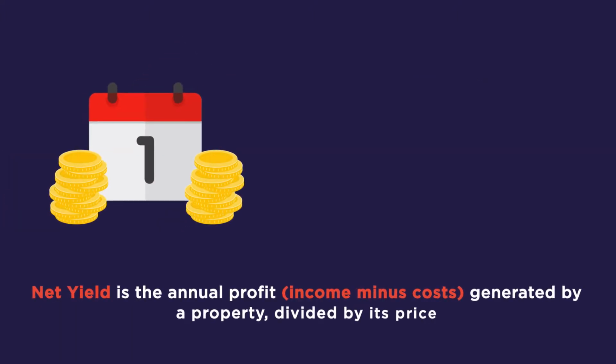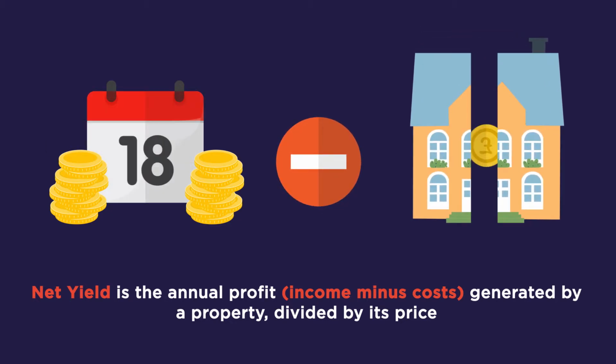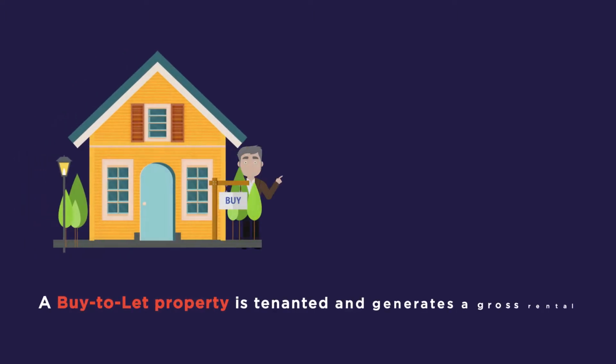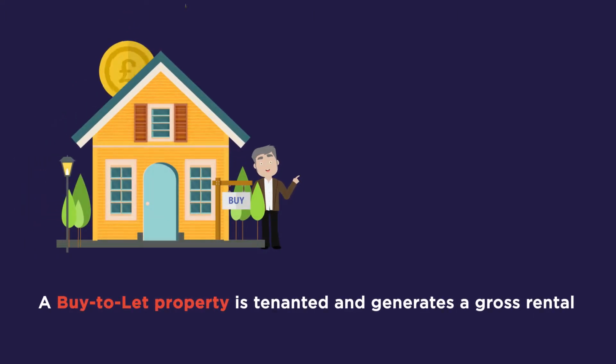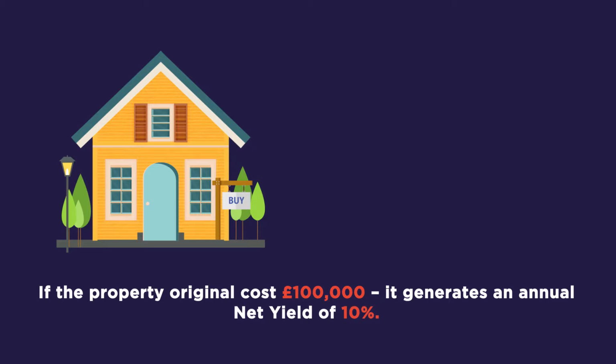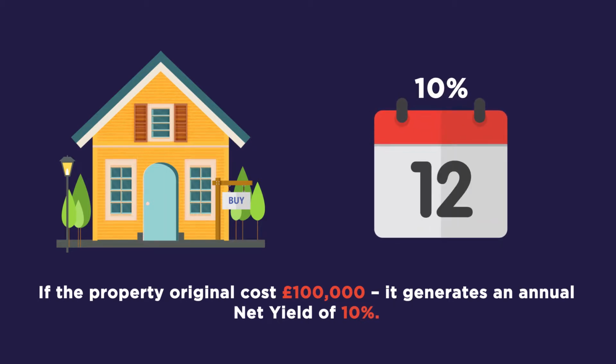Net yield is the annual profit, income minus costs, generated by a property divided by its price. For example, a buy-to-let property is tenanted and generates a gross rental income per year of £20,000 with annual costs of £10,000. If the property originally cost £100,000, it generates an annual net yield of 10%.